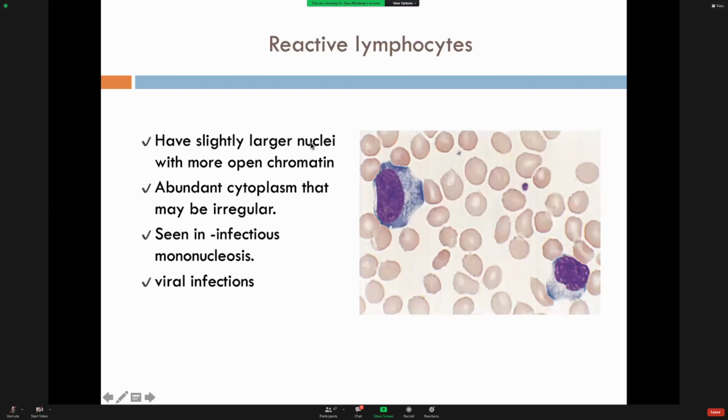They have slightly large nucleoli with open chromatin. The chromatin is open with abundant cytoplasm, seen in infectious mononucleosis or viral infections. This is a kissing sign.